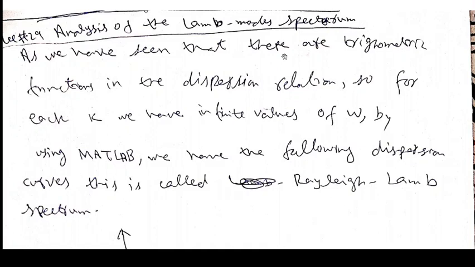When you see the dispersion relation, there are two unknowns, wave number k and phase velocity c. Nothing else is unknown, because CL and CT are given for the particular material that will be used. So you have to make the curves between c and k, phase velocity and wave number. With the help of MATLAB, we will plot the dispersion curves, and these dispersion curves are the Lamb mode spectrums.